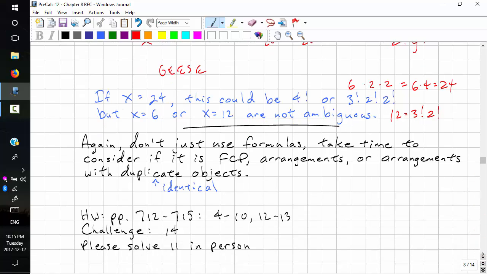So don't just use formulas. Take time to consider if it is fundamental counting principle, arrangements, or arrangements of arrangements, or arrangements with duplicate objects. And duplicate just means identical. And that completes this lesson.